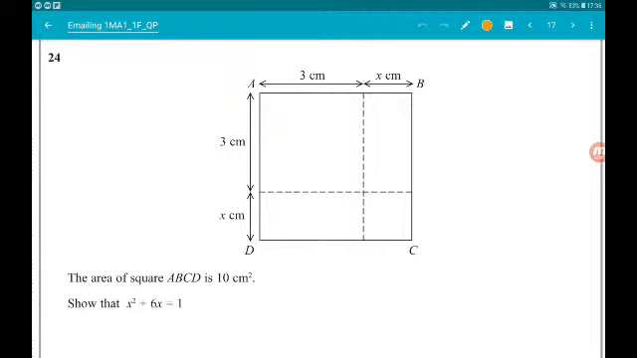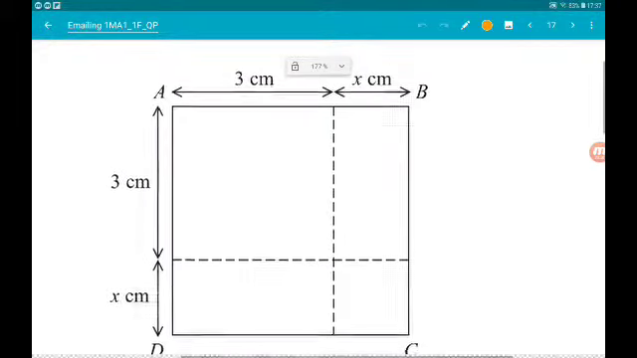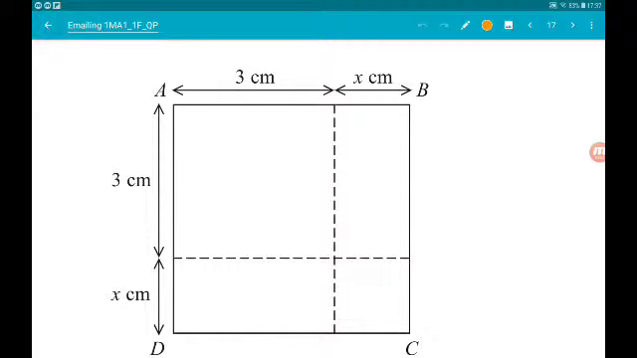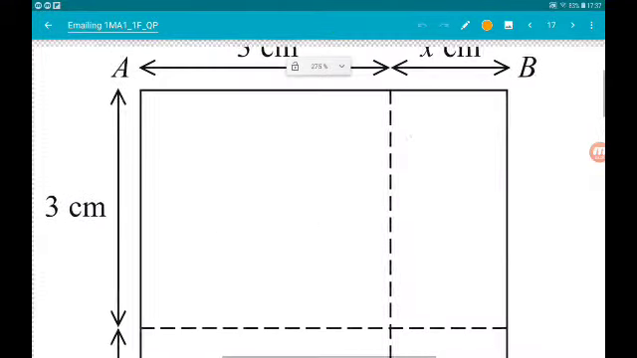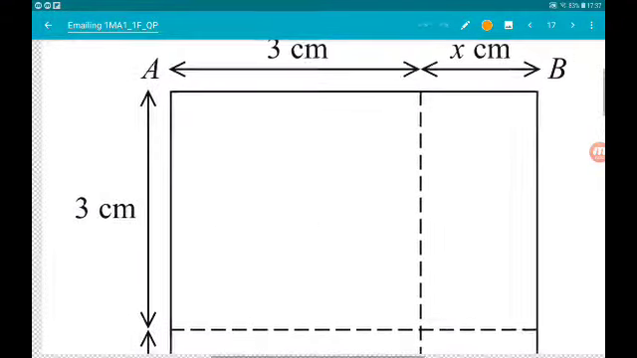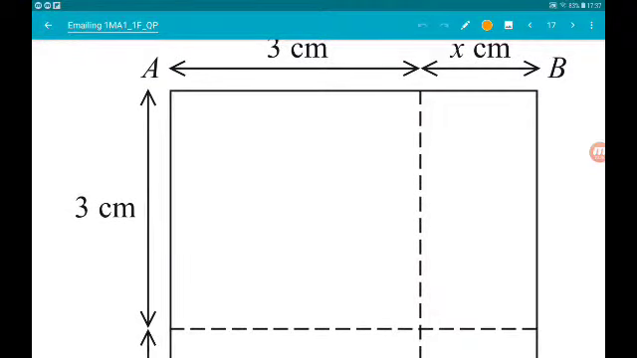Okay, number 24. So we got this square ABCD. We're told the area of this square is equal to 10 centimeters squared. We want to show that x squared add 6x is equal to 1. Okay, so the square is also broken into 2 smaller squares and 2 rectangles. So what we're going to do is work through each part and work out its area. So this top left square has sides of length 3, so the area of this bit is 9 centimetres squared.